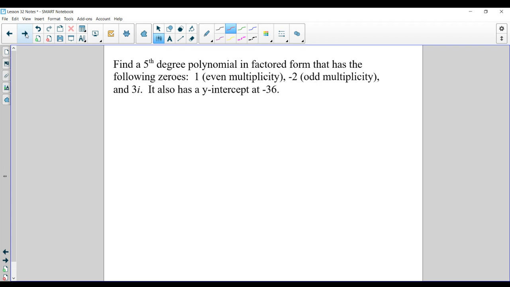All right, let's do another one. Fifth degree polynomial in factored form. So that has 1 with an even multiplicity, negative 2 with an odd multiplicity, and 3i. And then we're going to throw another thing in here. I want a y-intercept at negative 36. So if you can understand this problem here, then you understand a lot of stuff that we've done before this as well.